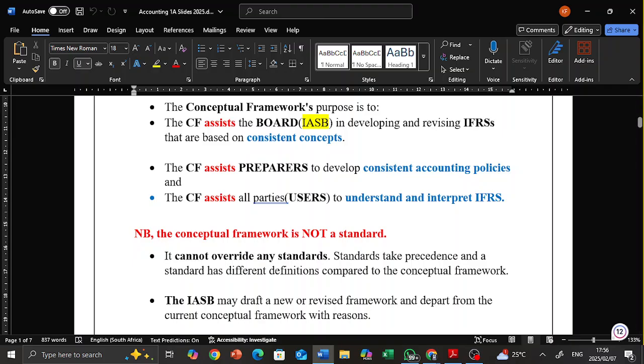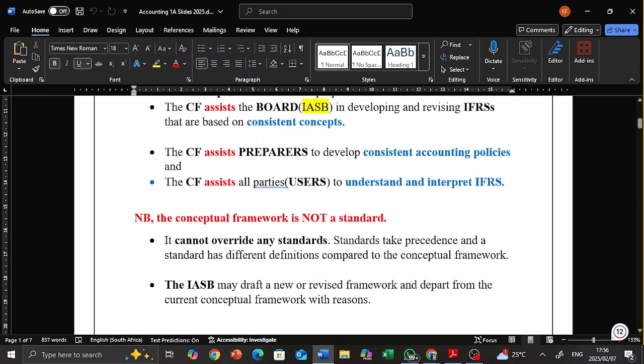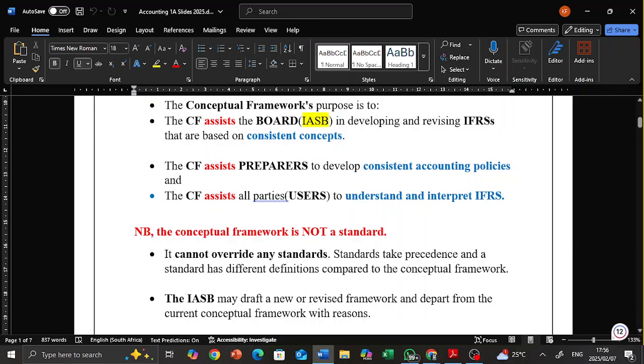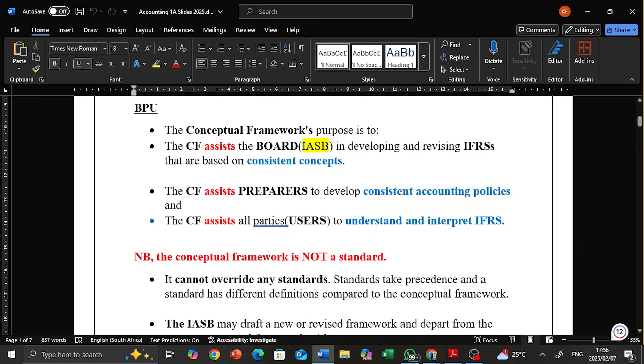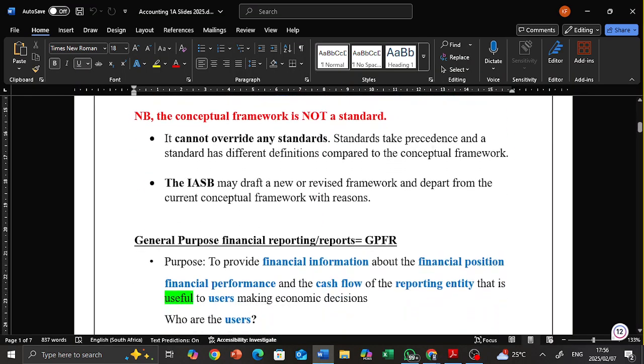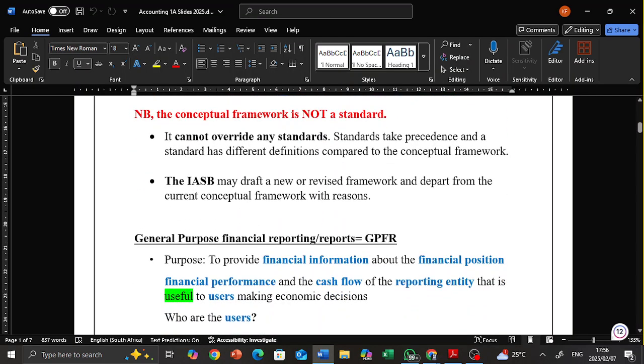All right, lovely. So then we came to the consensus that the conceptual framework is great. It helps all of these people. It helps the BPU, right? Board, preparers, users. It does all sorts of wonderful things in terms of accounting, right? It assists the board in creating the accounting principles that allow our financial statements accuracy to be top notch. It's almighty, but it does not override a standard, and it is not a standard.